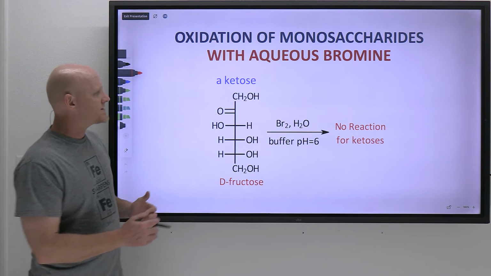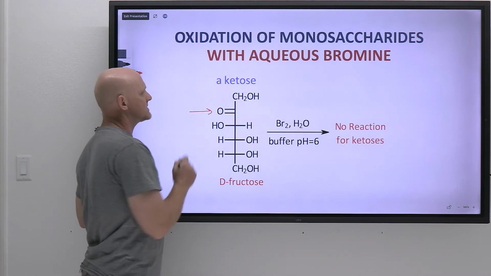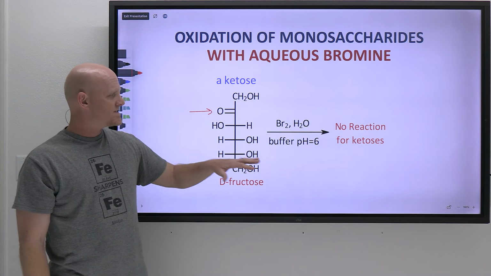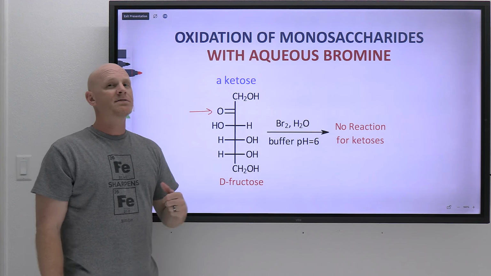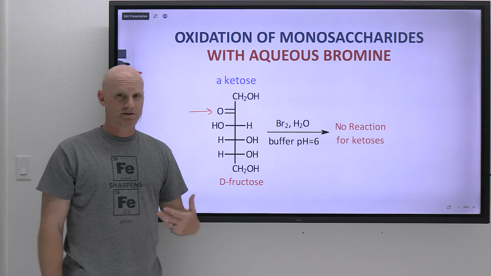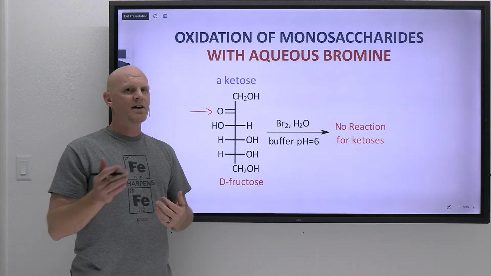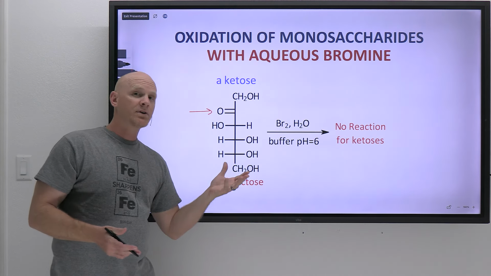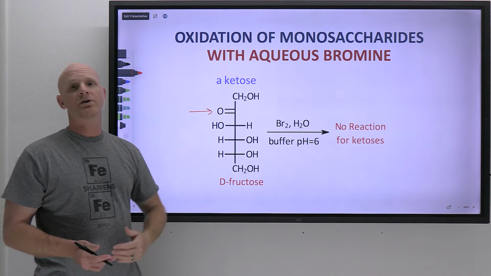When we go to try this reaction with a ketose instead, we get no reaction. And this is important. Again, the reason this is carried out under acidic conditions is that if it was carried out under basic conditions, you'd have an isomerization taking place between the ketose and the corresponding aldose. And a little bit of aldose could actually react with Br2 in water to get oxidized.